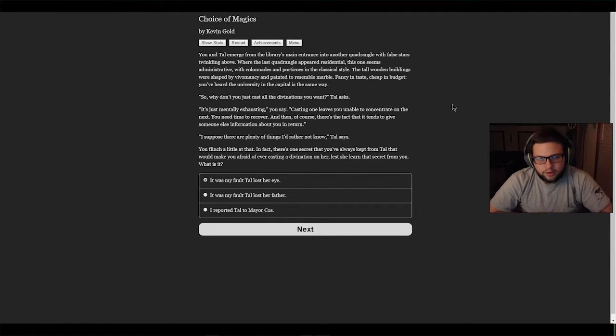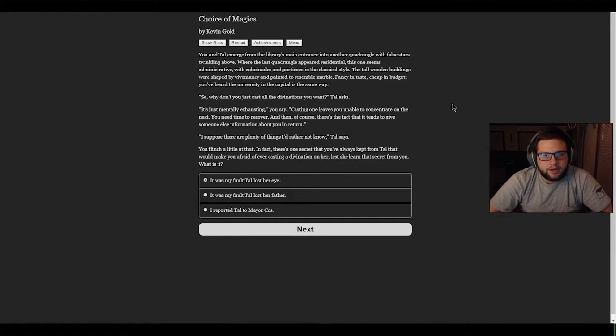You and Tal emerge from the library's main entrance into another quadrangle with false stars twinkling above. Where the last quadrangle appeared to be residential, this one seems administrative, with colonnades and porticos in the classical style. The tall wooden buildings were shaped by vivomancy and painted to resemble marble. Fancy in taste, cheap in budget. You've heard the university in the capital is the same way.